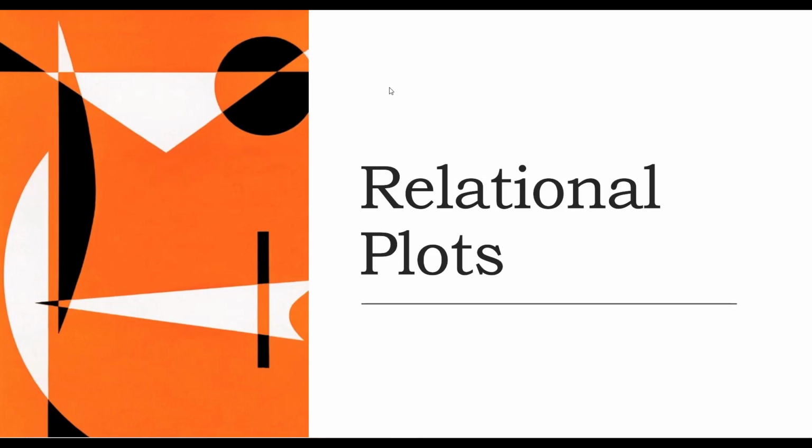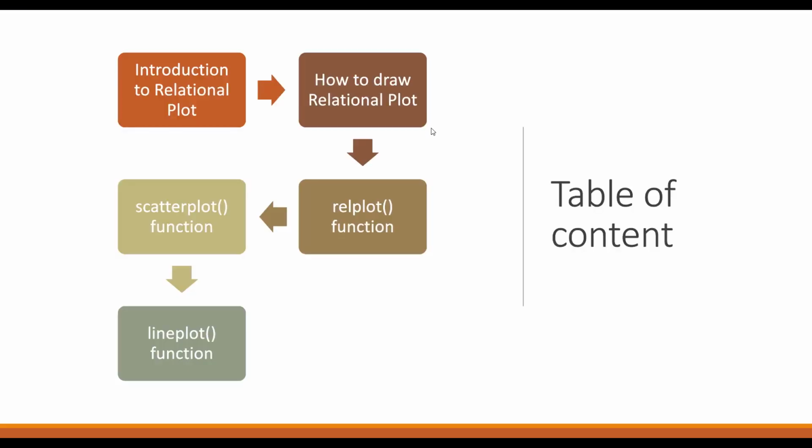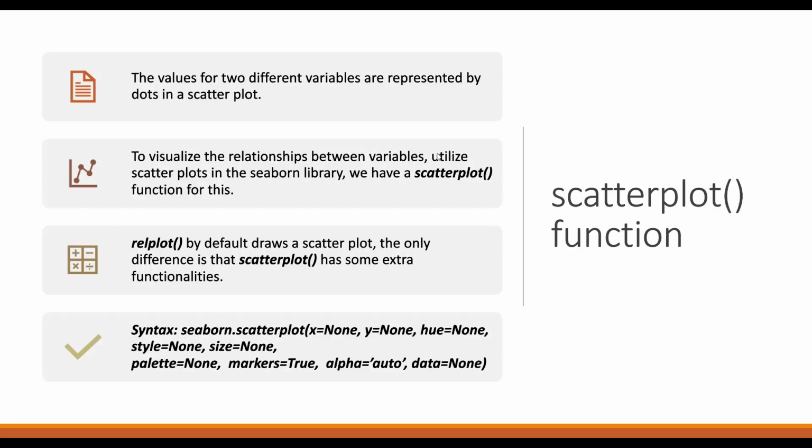Hello everyone. In this video, we are going to learn about the scatterplot function of the relational plots. So let's begin the topic. You all know that the values for two different variables are represented by the dots in the scatterplots, as we have learned in the matplotlib library. And each dot location on the horizontal and the vertical axis represents the data point's value.